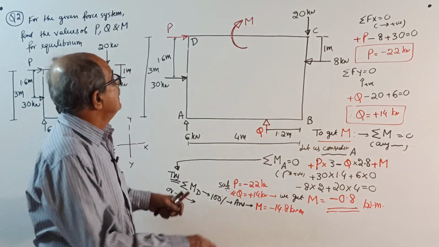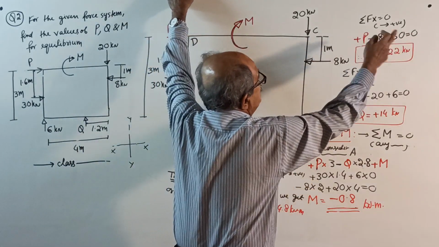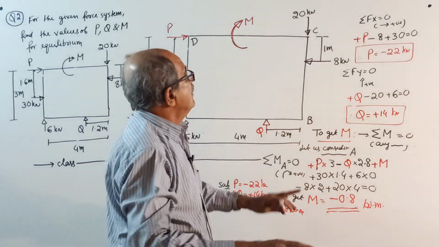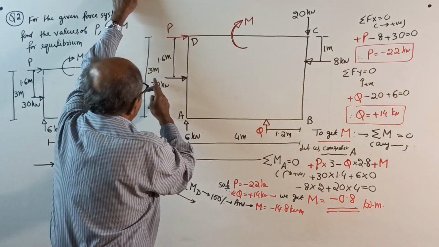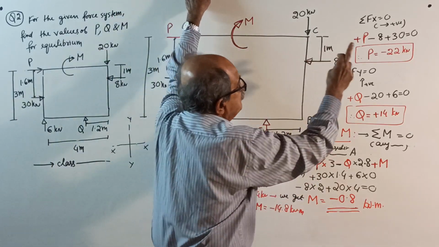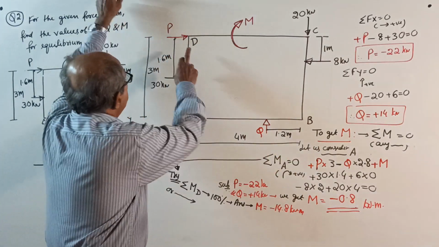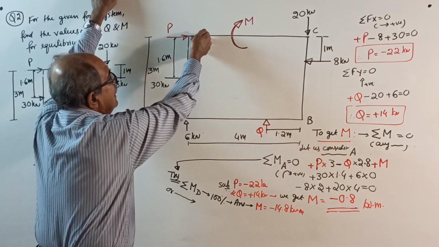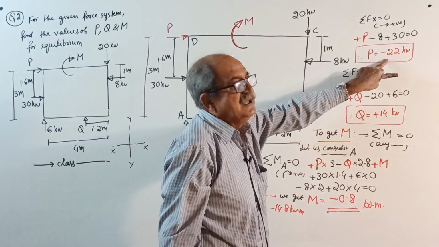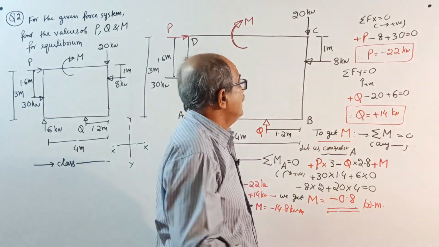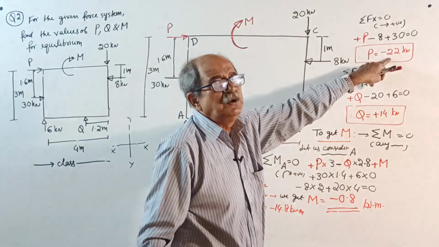Okay, start. Sigma Fx equal to 0; you should write the statement, algebraic sum, etc. So, plus P minus 8 plus 30 equal to 0. Your P will come minus 22 kilonewton. Oh, negative sign means this P is wrong. They should have given P like this. If they had given P like this, then you would write minus P and P would come positive. Anyway, that is not a problem. For this question, the value of P for equilibrium is minus 22 kilonewton.